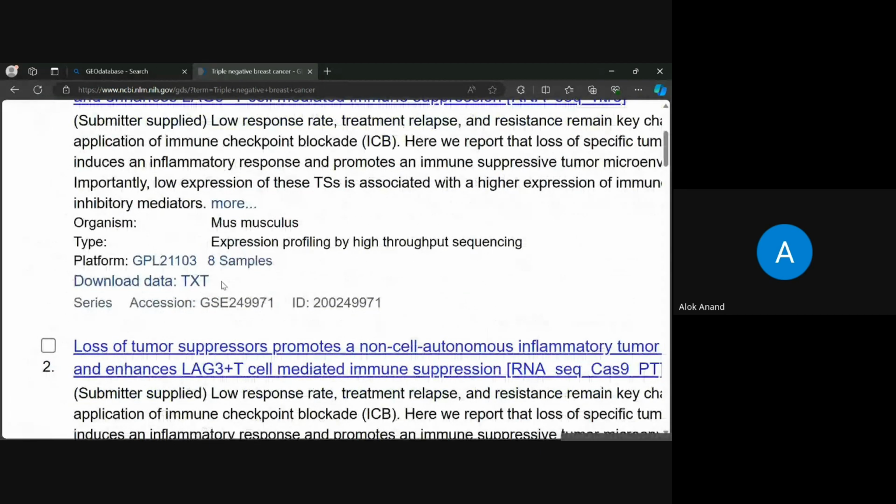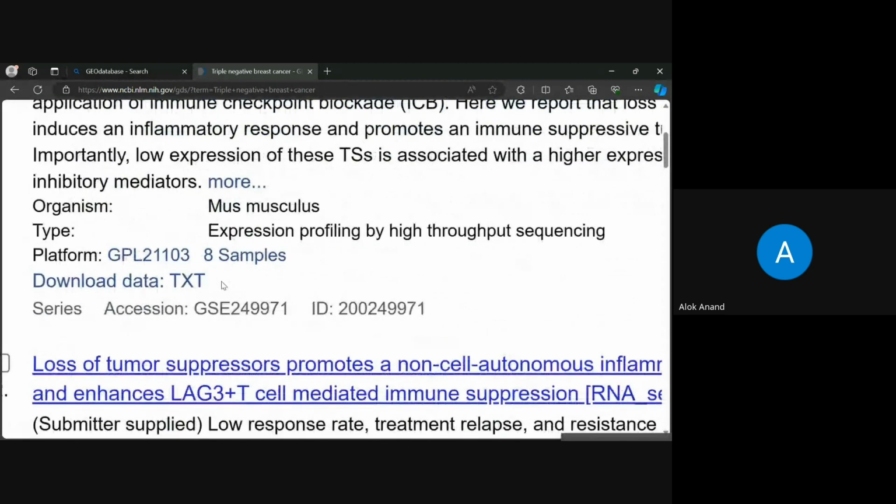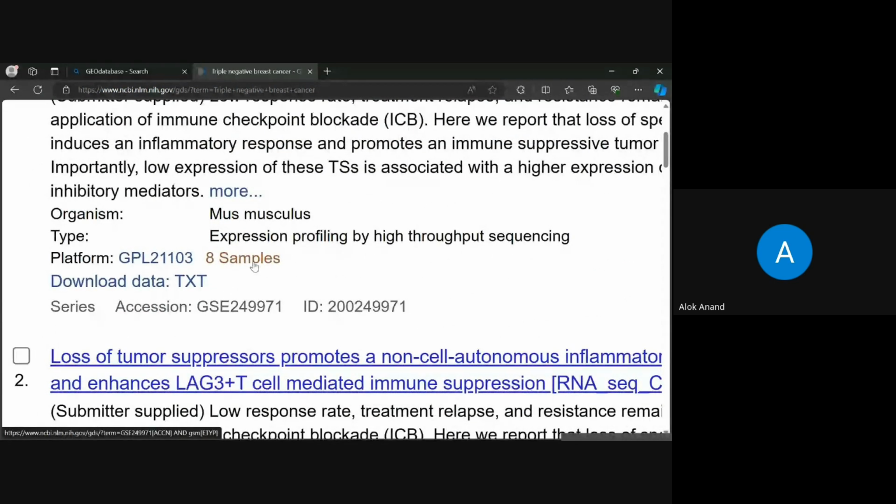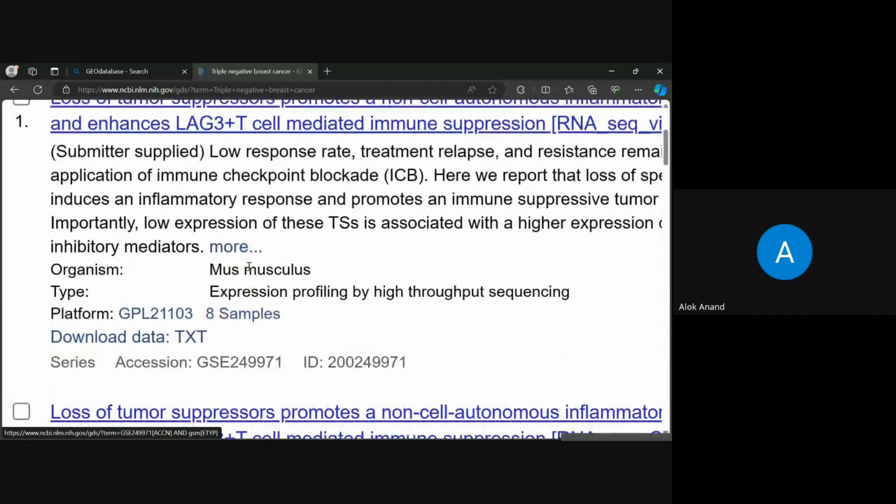Hope the screen is quite visible, right? Farhan, is the screen visible clearly? Yes, sir, it is visible. Good. Awesome, great.